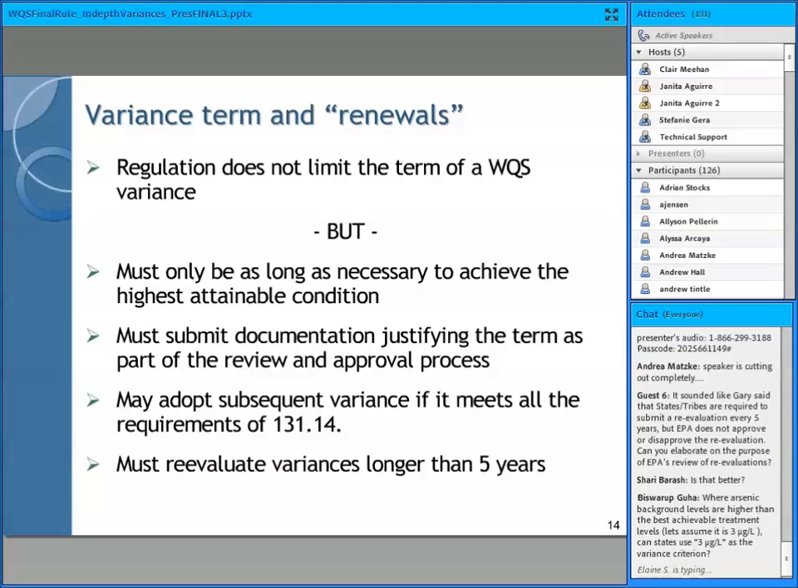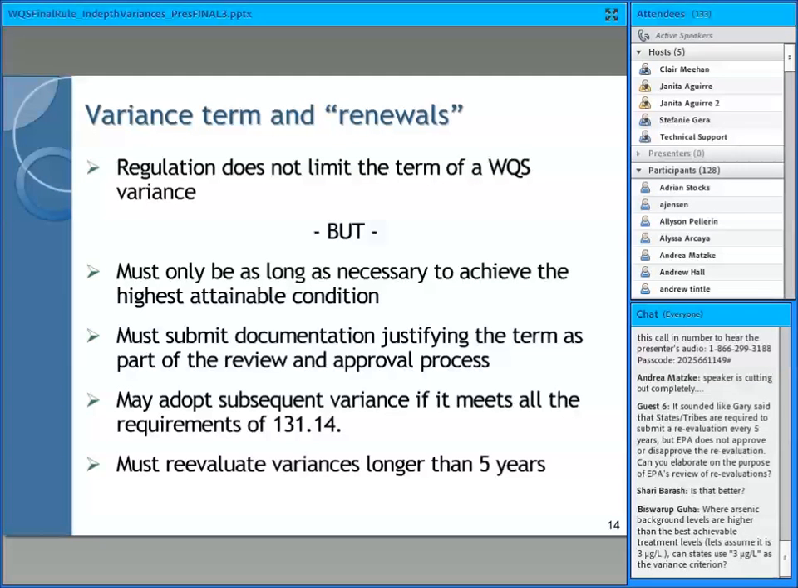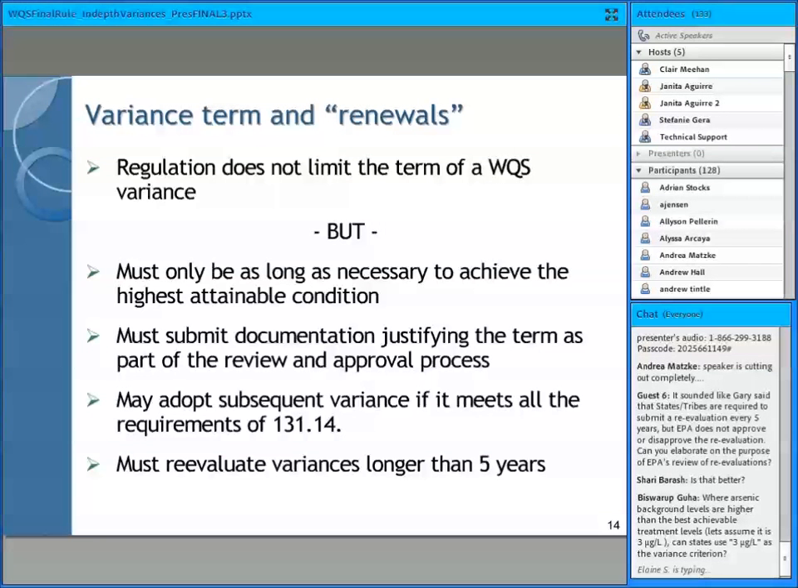To accomplish both objectives, EPA removed the 10-year maximum variance term that was initially proposed and replaced it with several requirements that ensure the public has the ability to understand and provide input on how variances are utilized. First, the regulation specifies that the term of any variance can only be as long as necessary to achieve the highest attainable condition. The regulation requires a state or tribe to submit documentation that justifies the variance term when submitting the variance to EPA for review and approval. A state or tribe must establish the variance term that represents only the time needed to achieve the highest attainable condition by the end of the variance term.